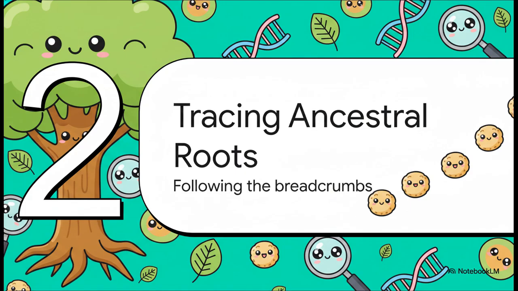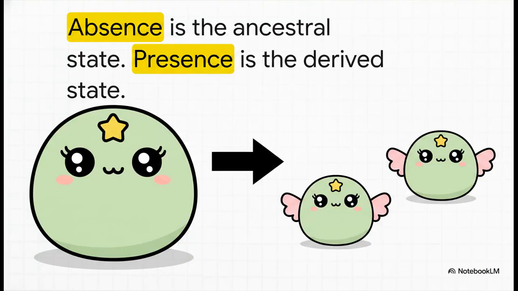Moving on to Section 2, tracing ancestral roots. Because, well, how do we actually figure out who's related to who on that tree in the first place? The crucial rule to remember here is pretty simple. The absence of a trait is the ancestral state, and the presence of a new trait is derived.